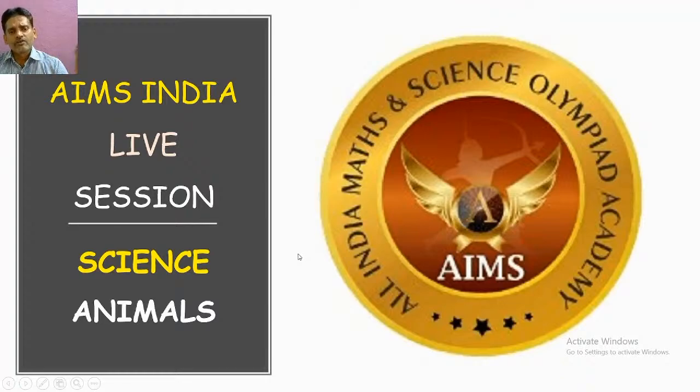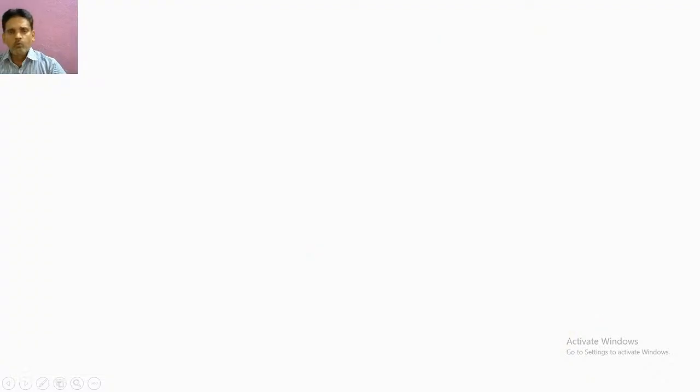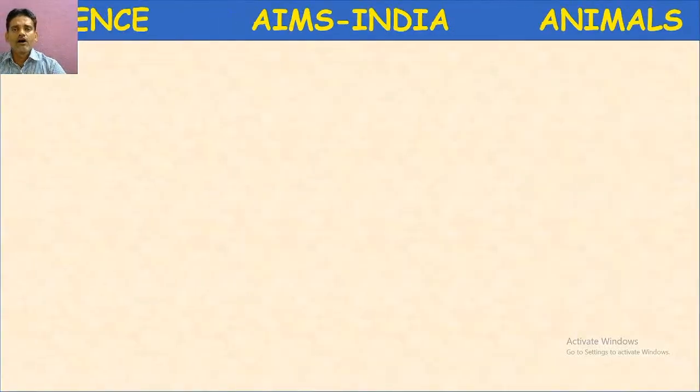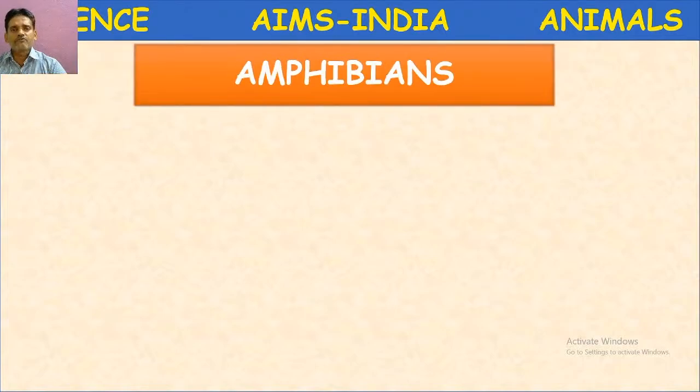Previously, some of the vertebrates we have discussed. So let us continue our discussion. Vertebrates are grouped into 5 main types. They are fishes, amphibians, reptiles, birds, and mammals. So let us discuss in this video about amphibians and fishes.